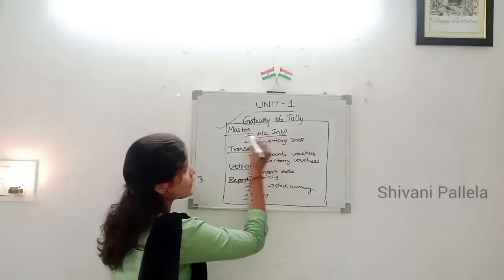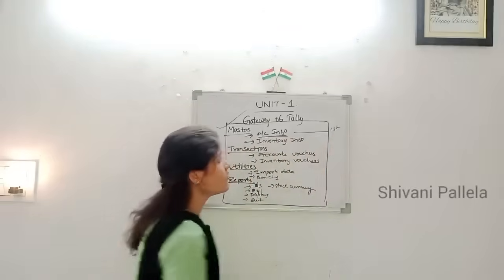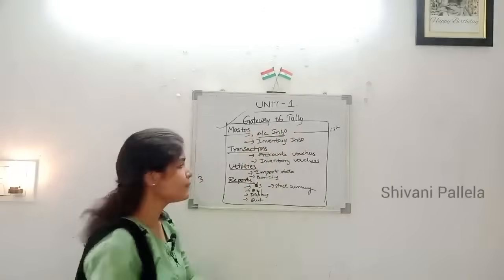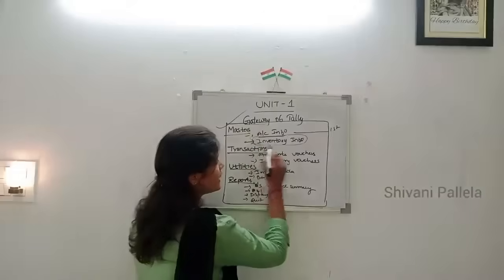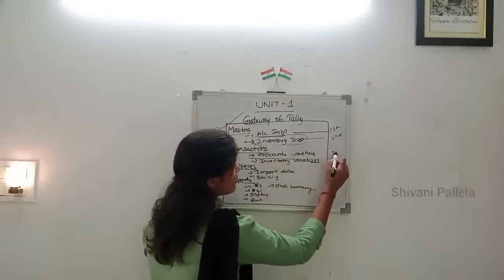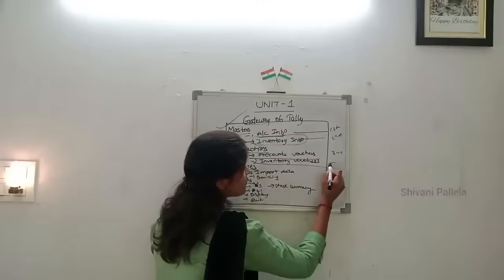This is accounts info in masters, the first is account info. This is for the first unit. In the first unit you will learn all about accounts info only. In the second unit you learn only inventory info. In the third unit you will learn about accounting vouchers. In the fourth unit you will learn about inventory vouchers.